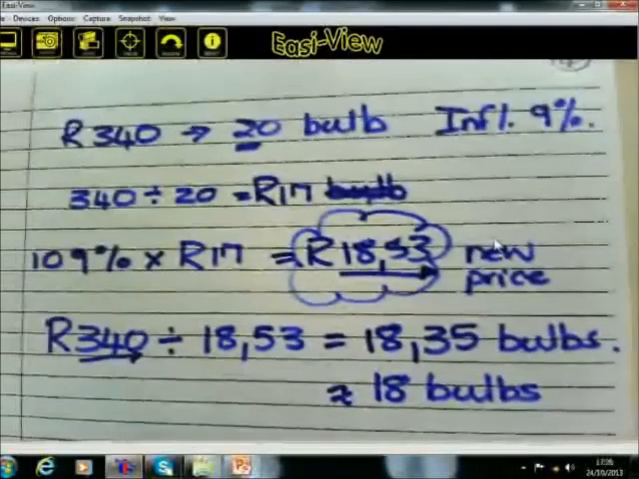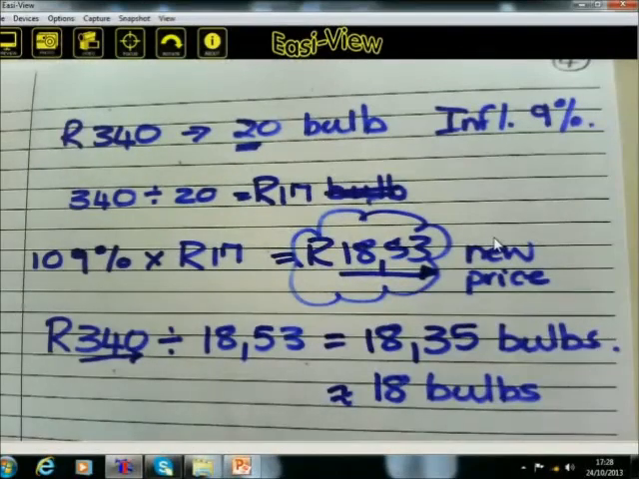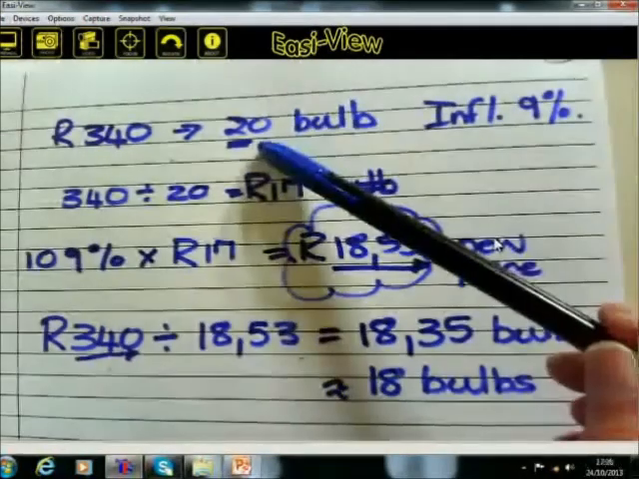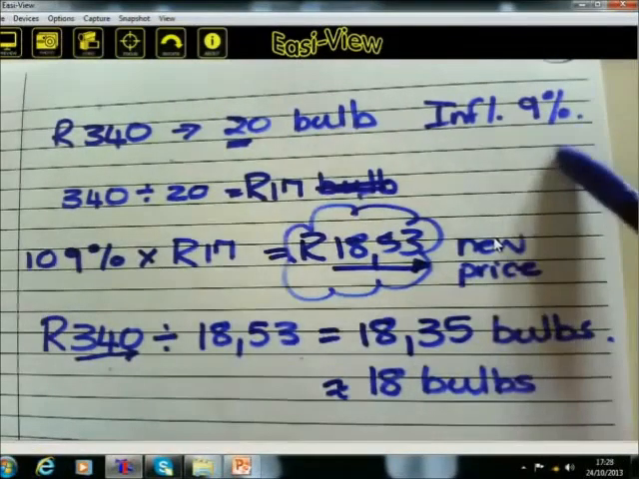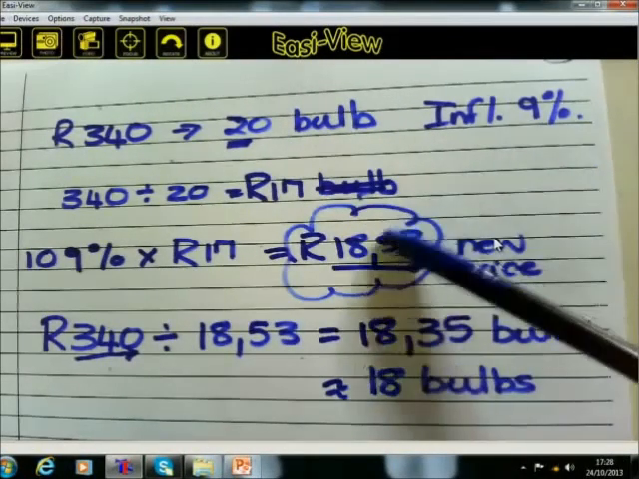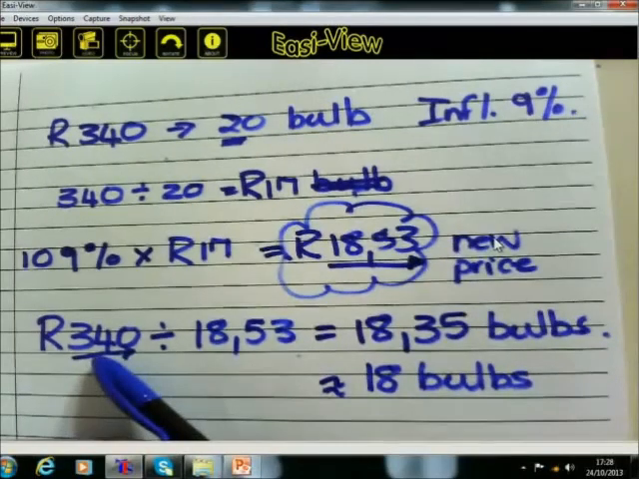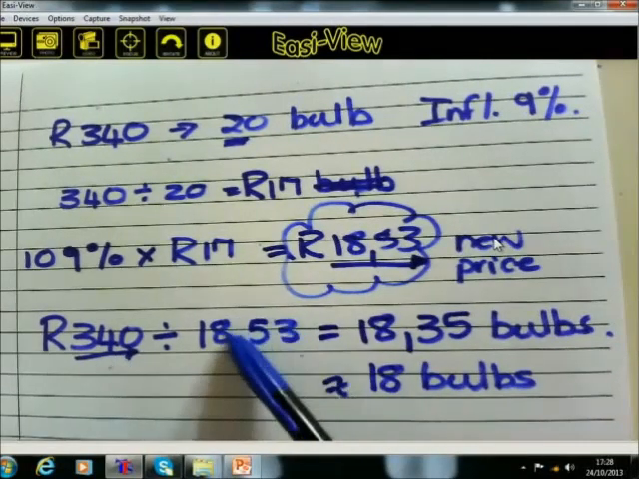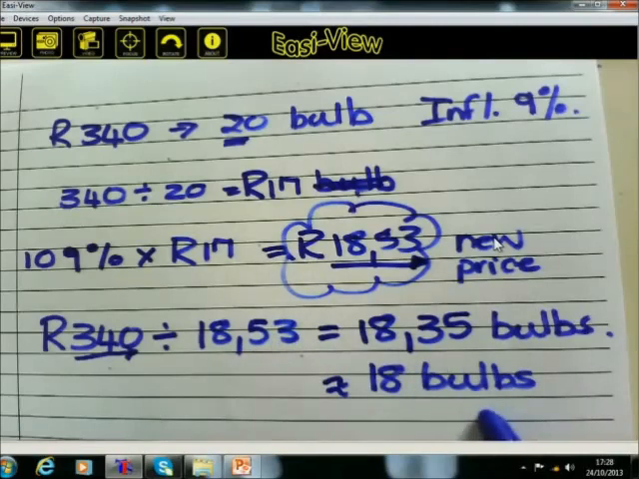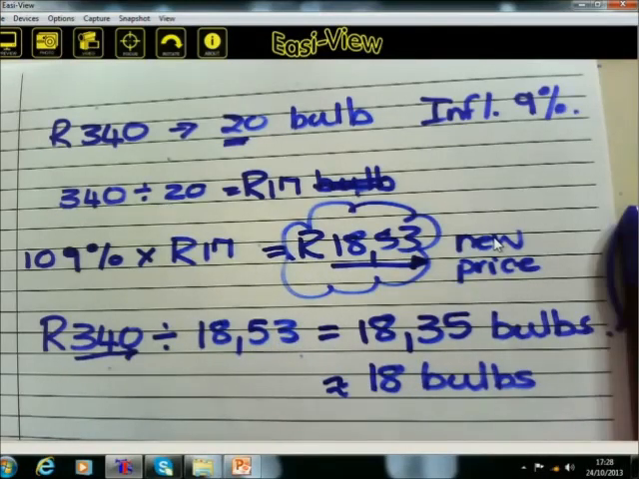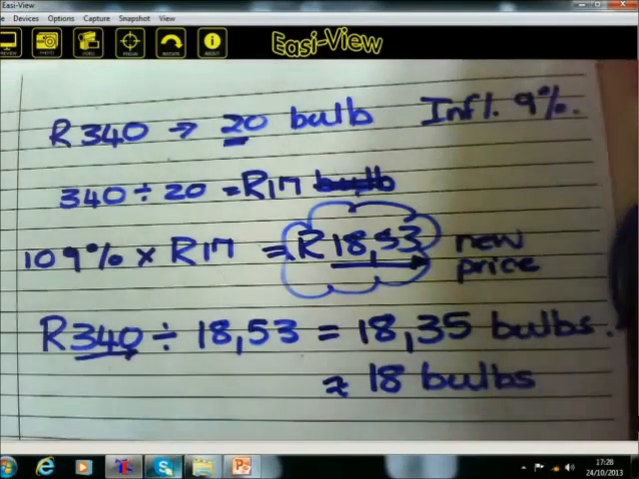If I had 340 Rand, I could have bought 20 bulbs, but because inflation increased the price per bulb, for the same amount, with the new inflated price, I could now only buy 18 bulbs. I'm really sorry that we have run out of time.